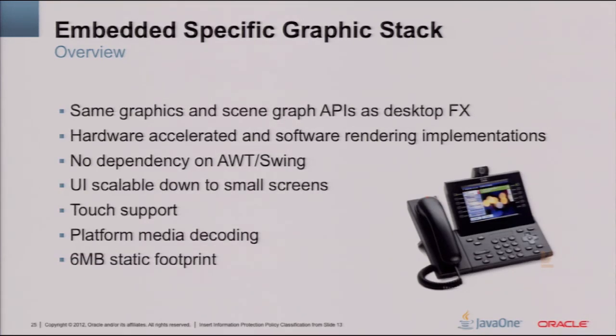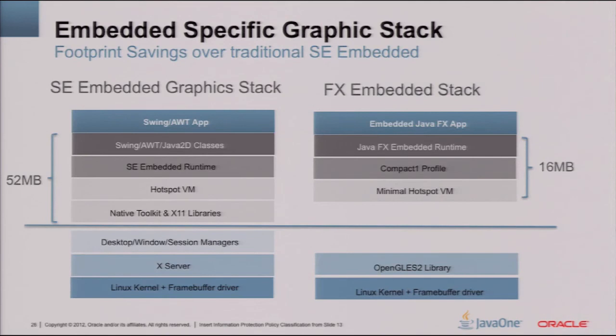One really great thing that's needed in the embedded market is hardware acceleration using GPUs. I'm going to give you a demonstration just to show you the benefit that the GPU provides. It doesn't have any dependencies on AWT and Swing. The UI is scaled down for smaller screen sizes. We've added touch support, since that's important for printers and other devices, and a pop-up virtual keyboard. We'll use platform media decoding for playing any media, video clips or audio. And the great thing is that it's only 6 megabytes of static footprint to provide this rich graphical stack.